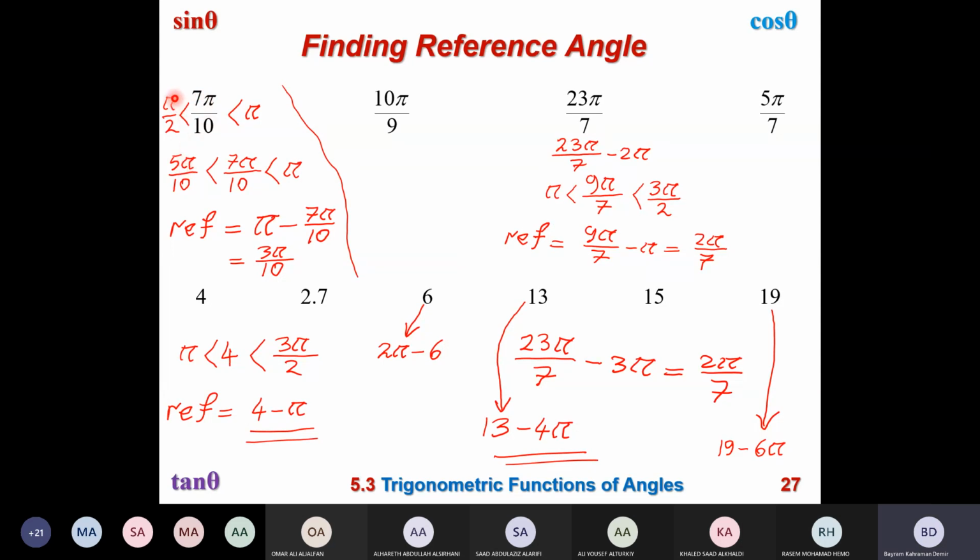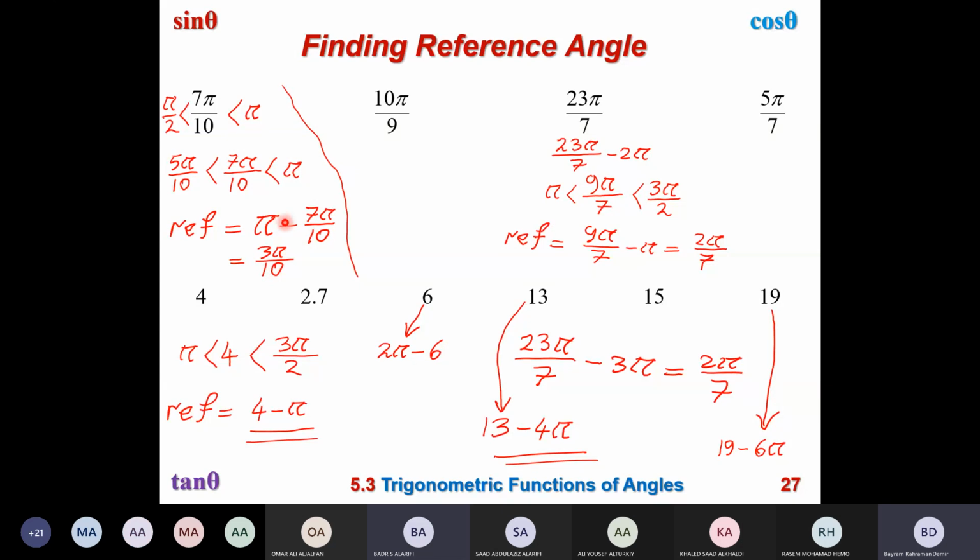Maybe if you write pi over 2 as 5 pi over 10, then you will see. 7 pi is greater than 5 pi, so divide by 10. It is greater than 5 pi over 10, yani, it is greater than pi over 2. So it looks like it is in the second quadrant. So how do you find the reference in the second quadrant, Shabab? Well, pi minus 7 pi over 10, of course, which is 3 pi over 10.